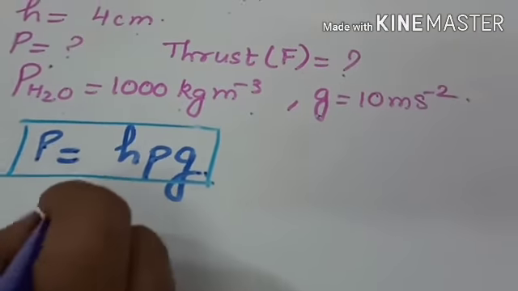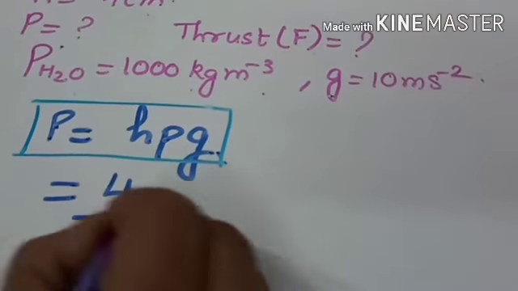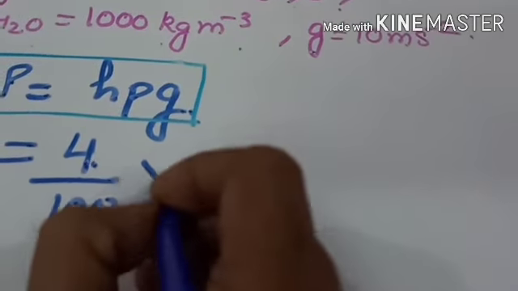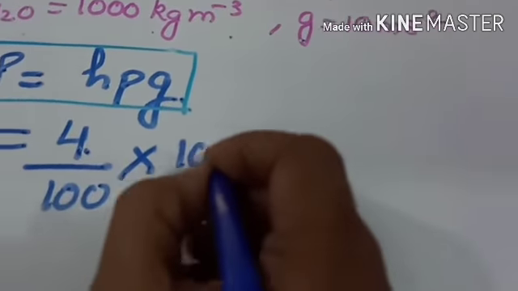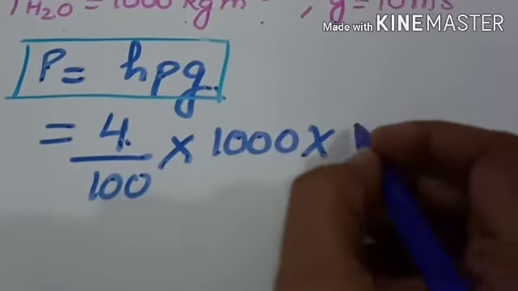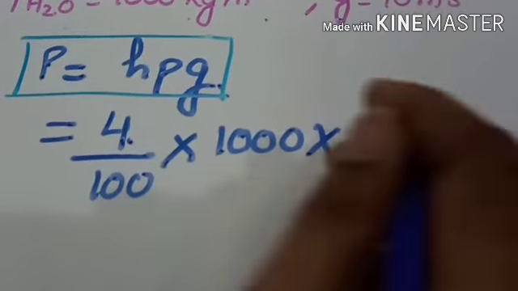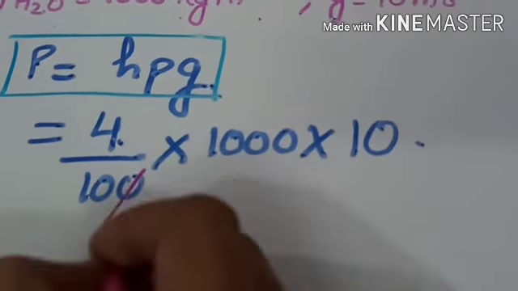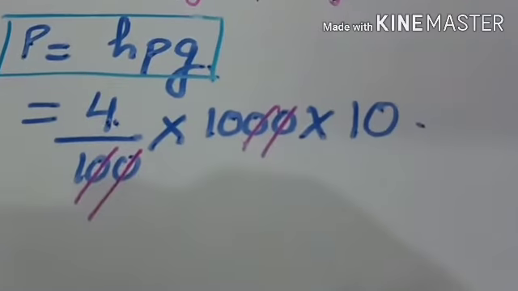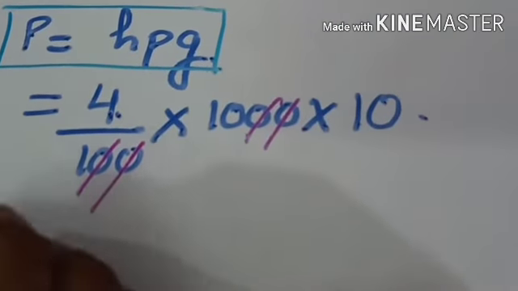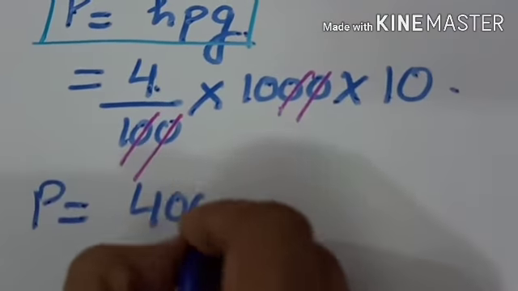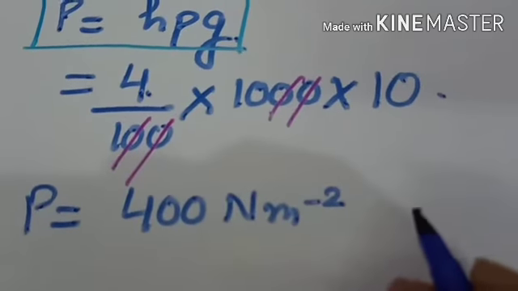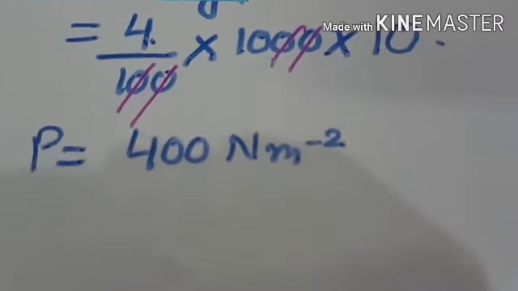The height or the depth is given, 4 centimeter. You will divide by 100 to change into meter. Density of water is 1000 kg per meter cube. Acceleration due to gravity is 10 meter per second square. Now we will cancel the zeros. So pressure will be 400 Newton per meter square. Now we have to find thrust.